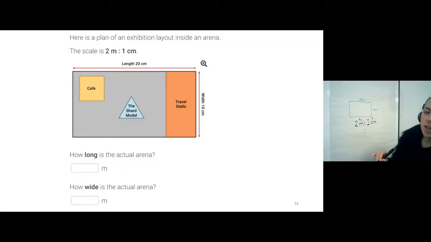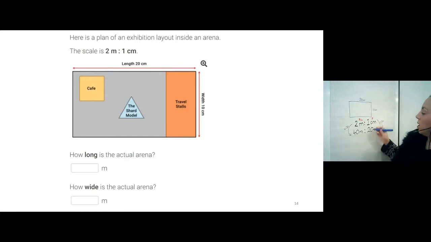So we're given the plan measurements. So let's input what we know. This time we know the plan, and it's this side. So we'll do the length first. We know that that is 20 centimetres. So by how many have we increased the plan side by? We've increased it by 20 because 1 times 20 gets you to 20. Increase this side by the same amount. 2 times 20 will give you 40 metres. So for the length, we should have 40 metres.